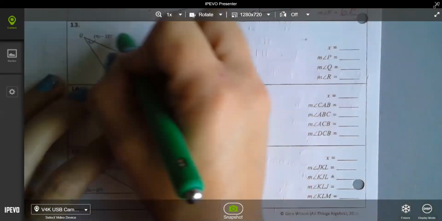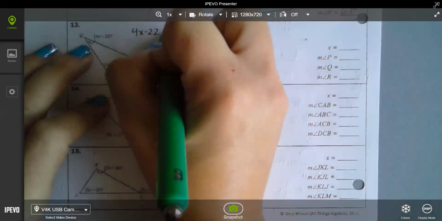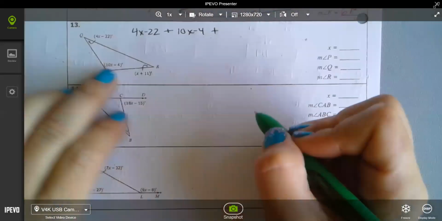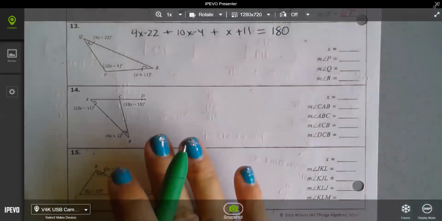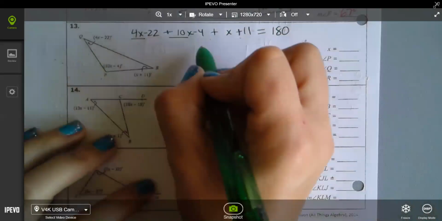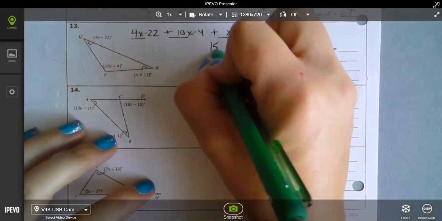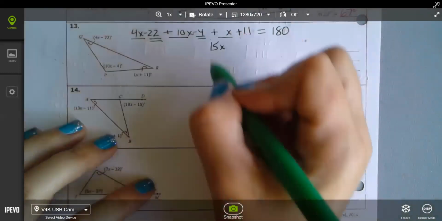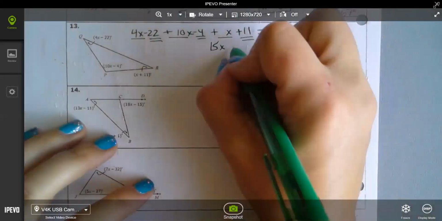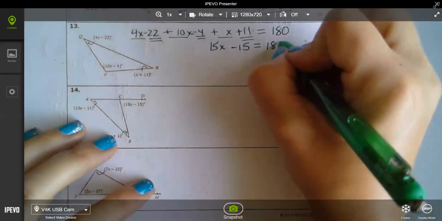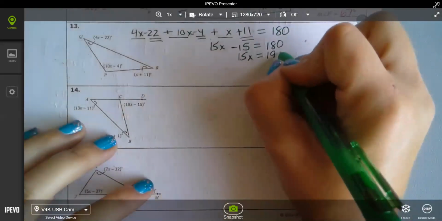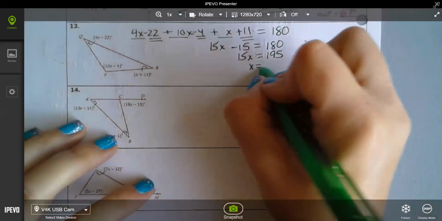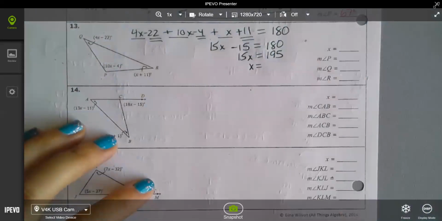All right, adding up to 180. So 4x minus 22 plus 10x minus 4 plus x plus 11 equals our triangle's 180 degrees. Smush: 4x plus 10x plus 1x is 15x. Negative 22 minus 4 plus 11 is a negative 15, equal to 180. Now I'm adding 15 on both sides. 180 plus 15 is 195. And then dividing by 15 on both sides, 195 divided by 15, and I get an x value of 13.